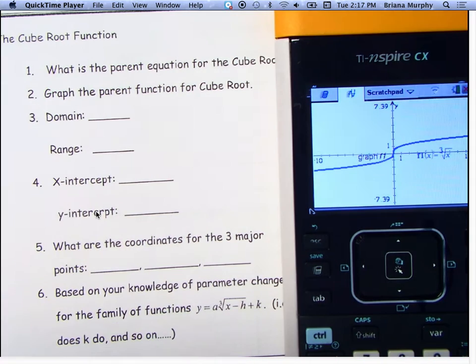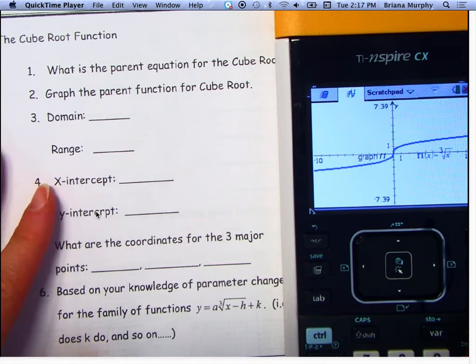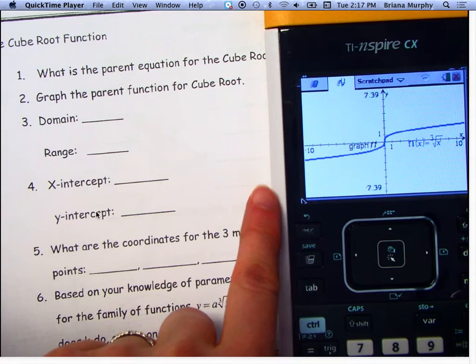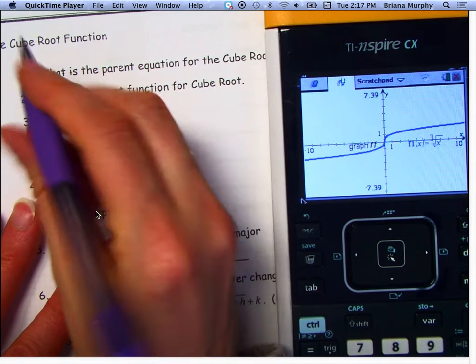Shh. Focus, you guys. Do you see the graphed cube root? Okay. What does the domain look like it's doing? Do you think we're going on and on forever in either direction? Yes. So we call that all real.